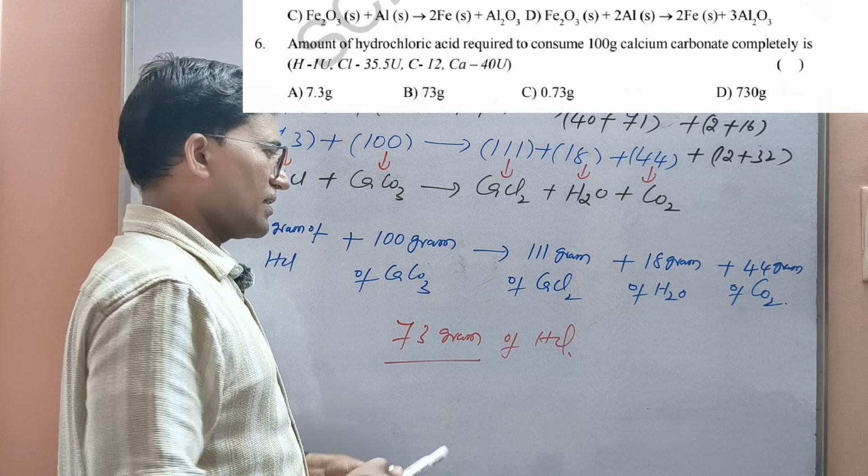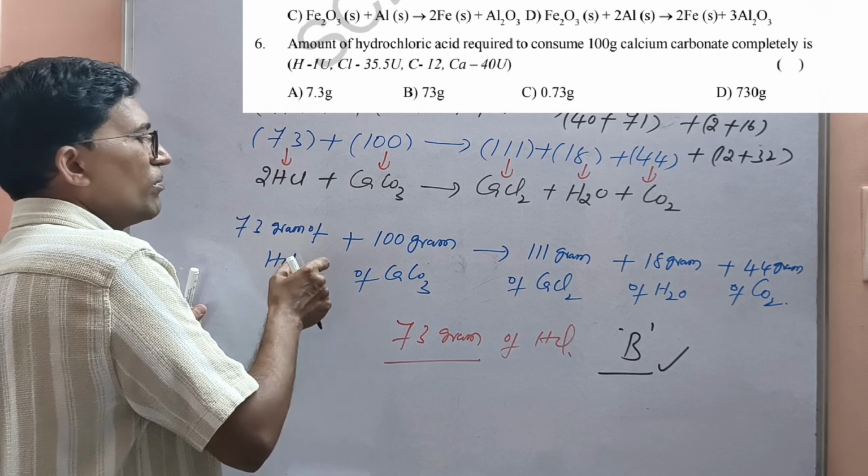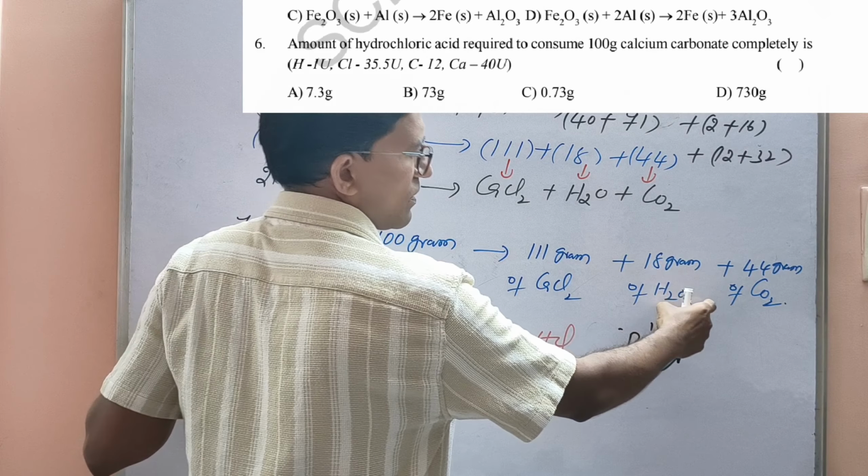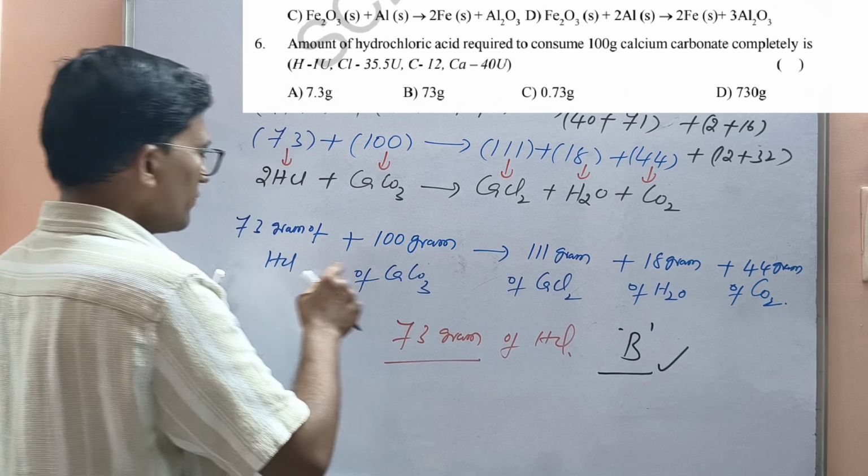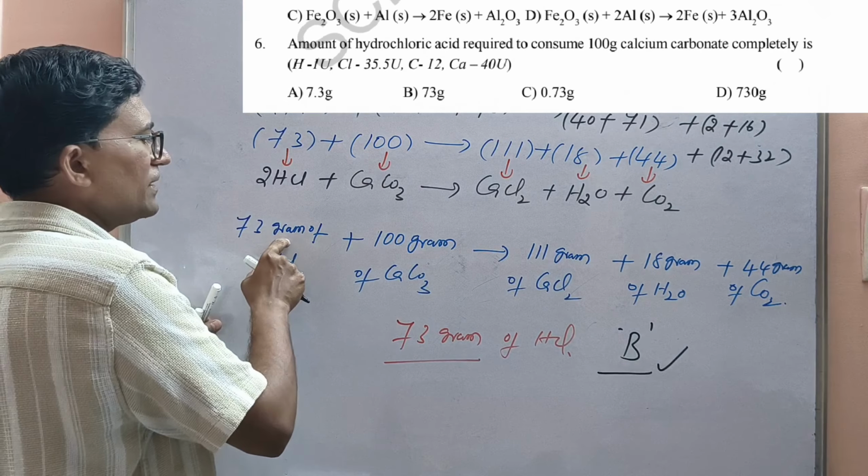I hope you understood. Sometimes you may be asked how many grams of water is formed after reacting 73 gram of HCl with 100 gram of calcium carbonate, which means 18 gram is the answer. And sometimes you may be asked how much carbon dioxide gas is liberated when 73 gram of HCl is reacted with 100 grams of calcium carbonate, which means 44 gram.